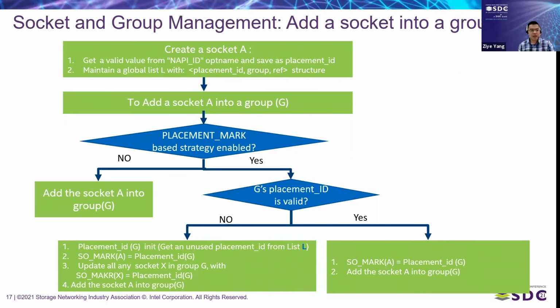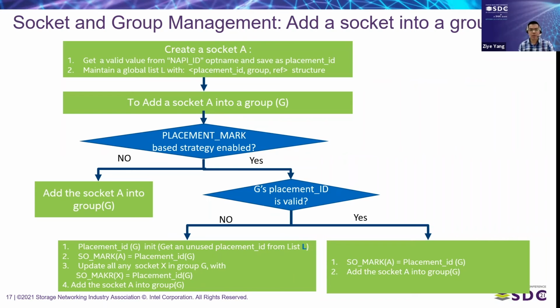And secondly, we will update the SO_MARK information of the socket A with the same value from the group G. And then we will try to update all the sockets in group G with the same SO_MARK info. Then we will finally add socket A into group G.